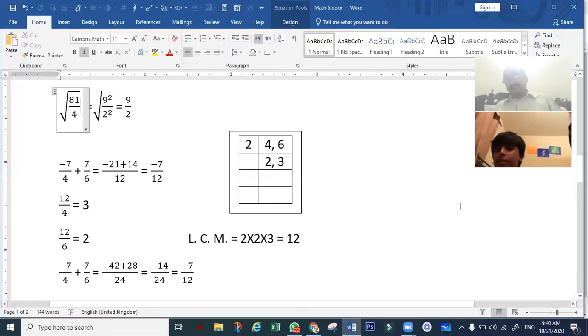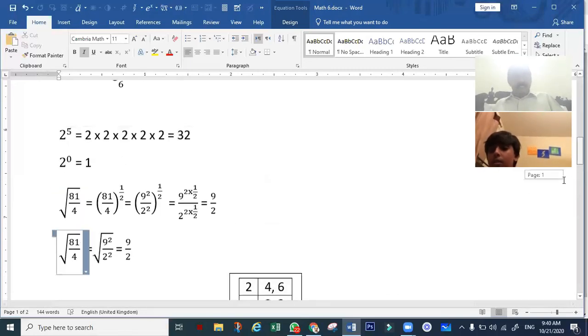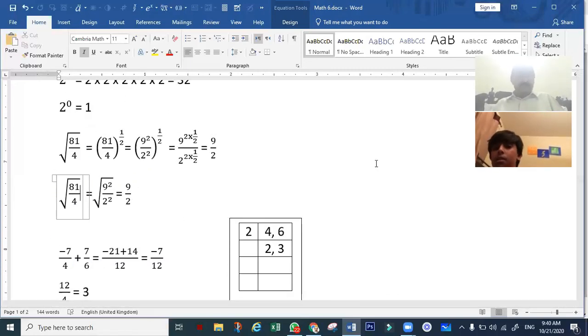So as the root is in the bottom, in the soil of a plant, similarly 2 is in the denominator. That's why it is called the square root. When 3 is in the denominator, we call it the cube root.